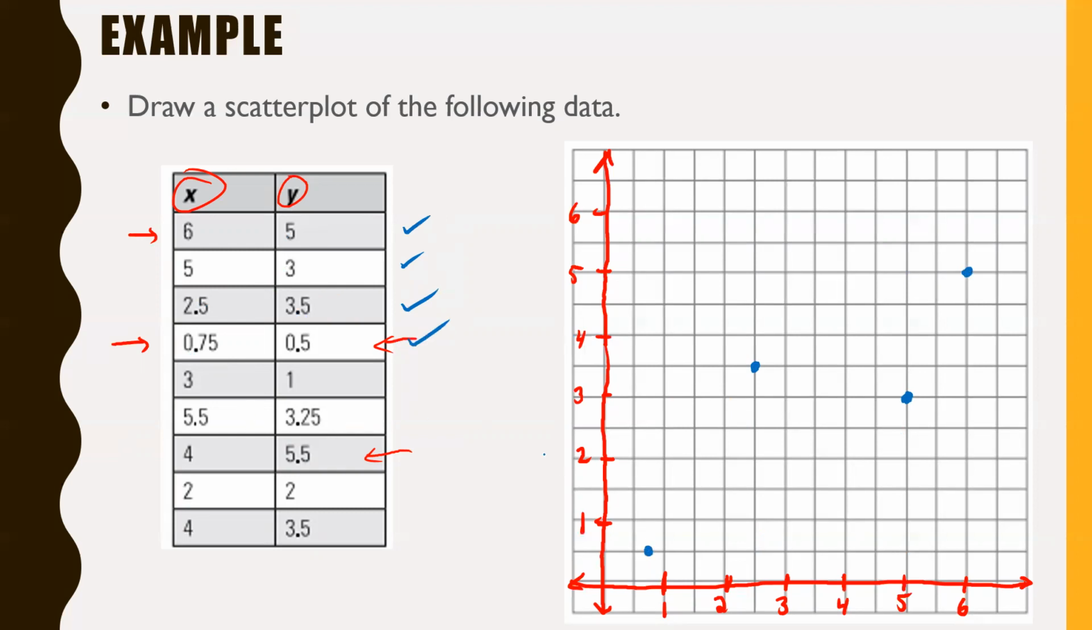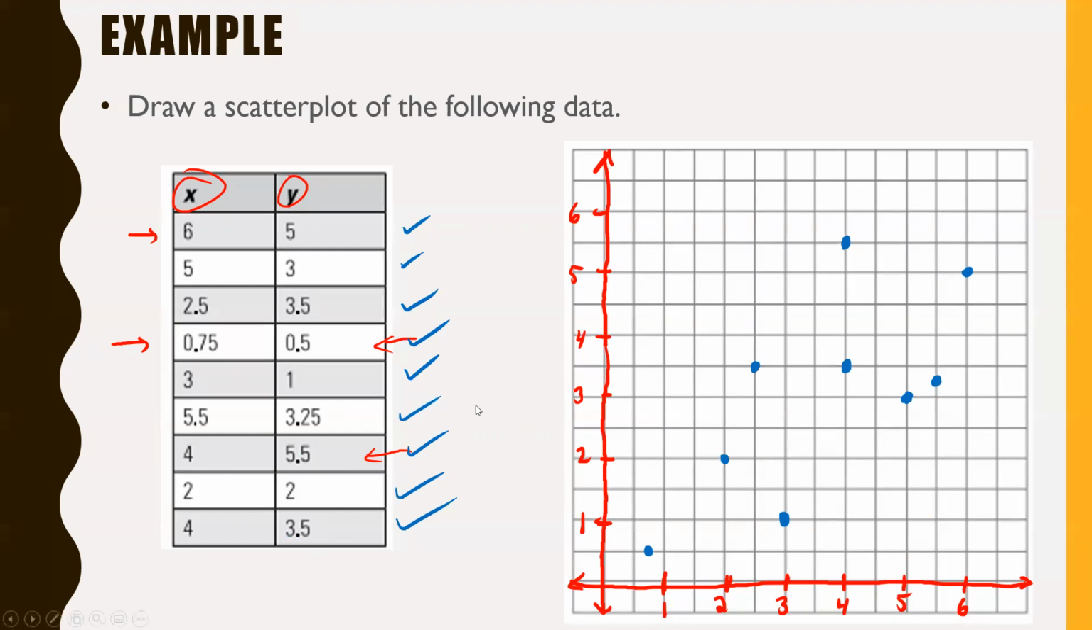Good. Done. What about 3.1? 3.1 is right there. Good. 5.5. That's right here. And then 3.25. That is right there, pretty close to that other one we put on there. That's interesting. What about this one? 4, 5.5. That's way up here. Good. And then 2.2. That one was easy. And then 4, 3.5. Finally, we're almost done. There we go, 4, 3.5. There it is. Whew, okay, so we got that scatter plot down.